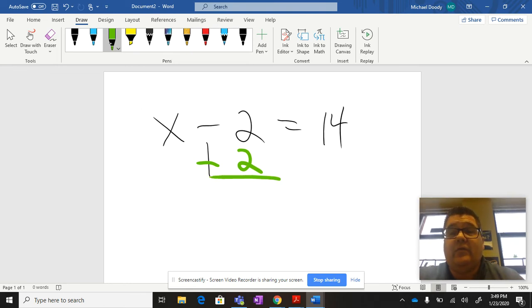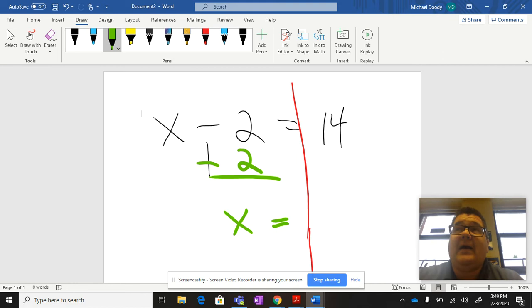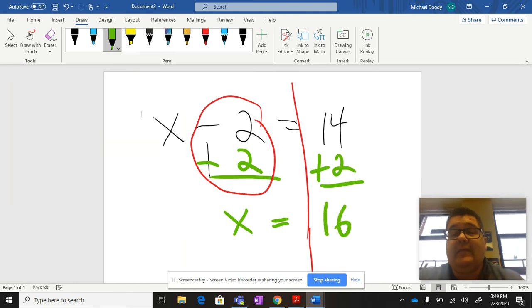Negative 2 plus 2 is 0, so that means x is now by itself, because remember, we have that equation split down the middle. You don't have to write that line there, but if it helps, go for it. Whatever I do to the left side, I have to do to the right. So since I added 2 to make these 2 go away, I'm going to add 2 over here. 14 plus 2 is 16. That means x equals 16.